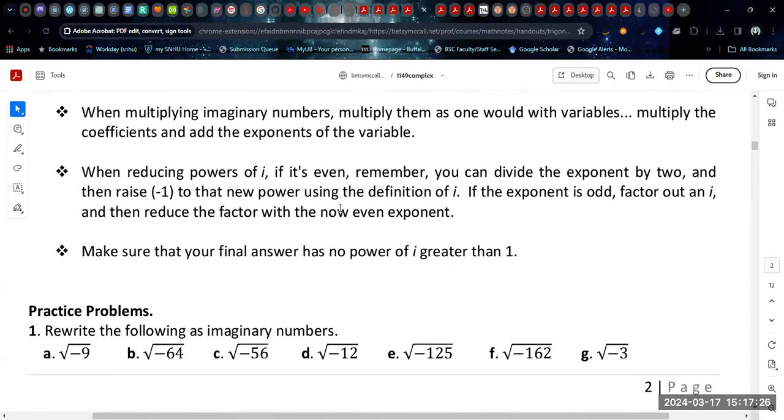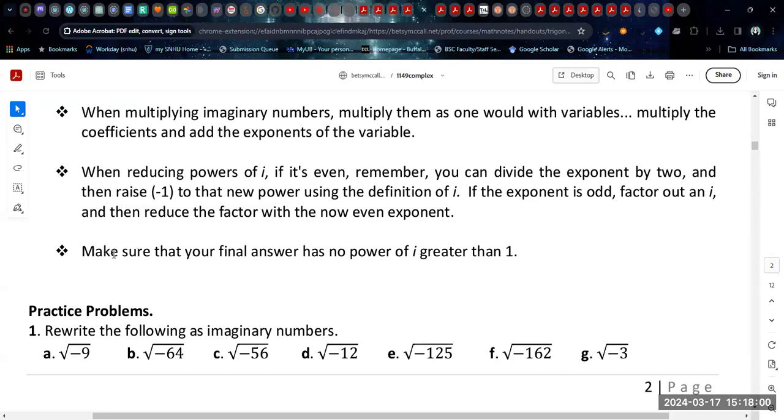When reducing powers of i, if it's even, just divide the exponent by 2 and then replace the i squared with -1. And then you don't even need to know if it divides by 4. If the exponent is odd, then you end up with factoring out an i and then use the even power. And if it's already even, just separate it into i squared to some power, and then apply the -1 to get the simplification.